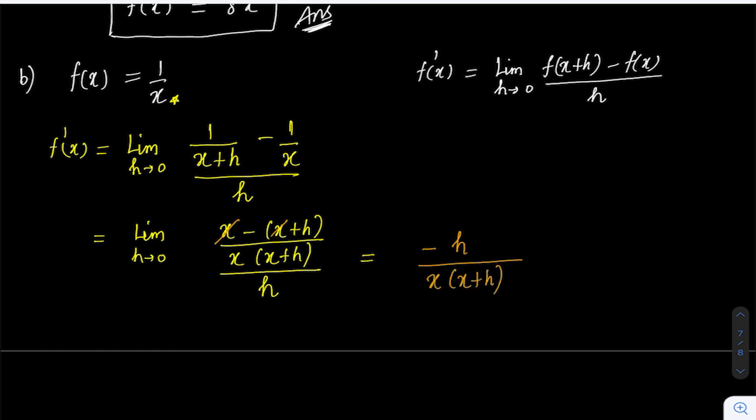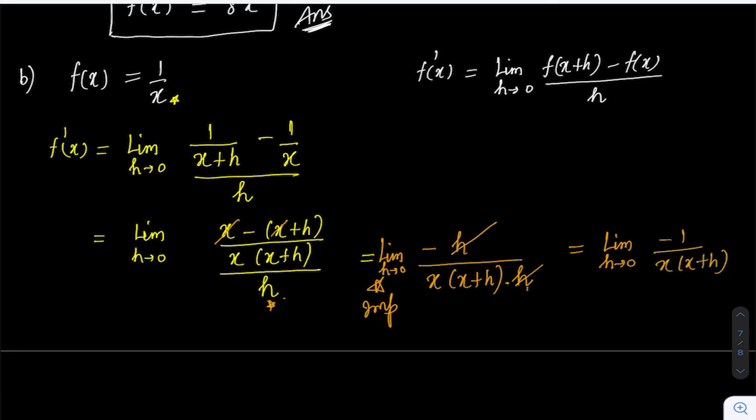Now see this. This is an important step now. So I am writing this h here also. Okay, so just try to understand this. This is not a very difficult thing to understand. So this h is in the denominator and it is still in the denominator. So I can write it like this also. Okay, so I can now cancel this h, and finally I am getting limit h tends to 0 minus 1 over x into x plus h. So this is what I am getting.